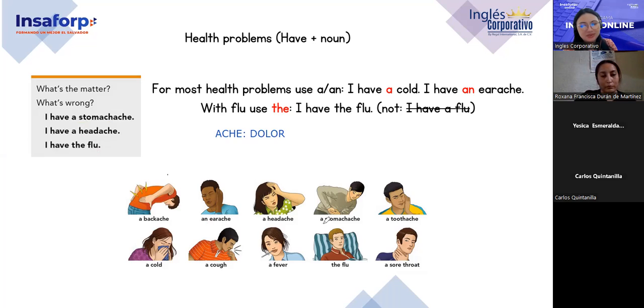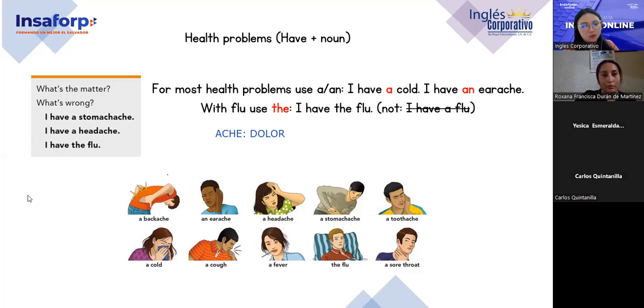Ache. Dolor de estómago. Stomach ache. Acuérdense que suena como K. Stomach. Ache. Stomach ache. Dolor de diente. Tooth. Ache. Toothache. Okay. Pero no todo se les puede agregar dolor.